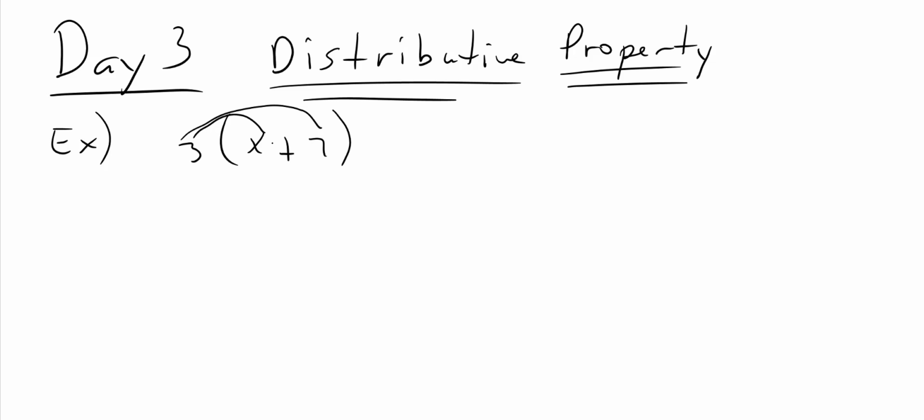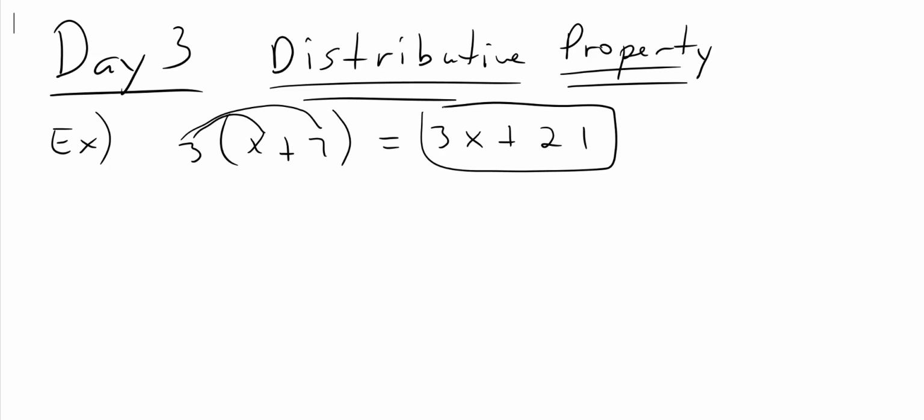So if I do that, it's 3 times x is 3x, and 3 times 7 is 21, plus 21. And that's it. That's your answer. What? That's it? Okay, that's not bad. All right, so let's try another example.